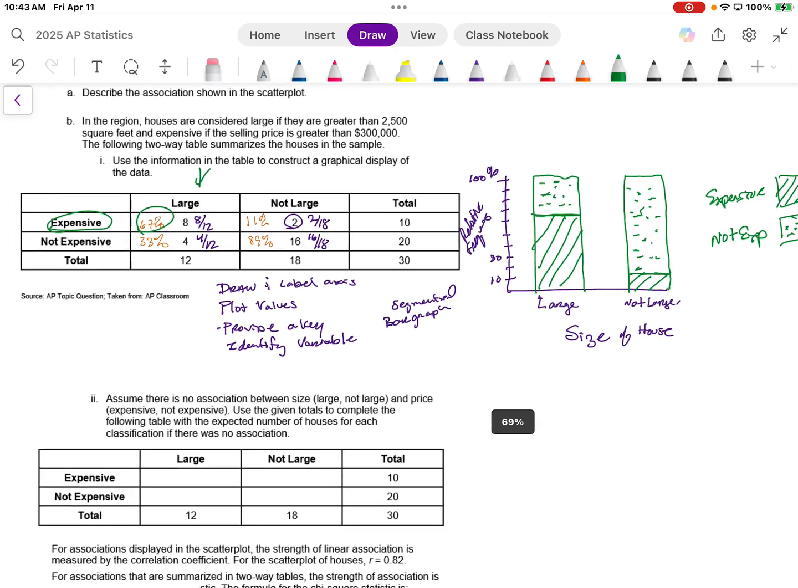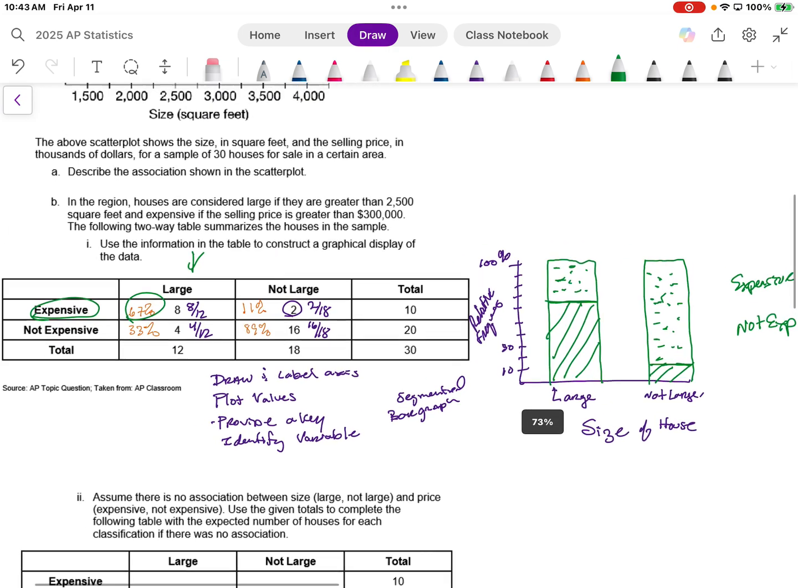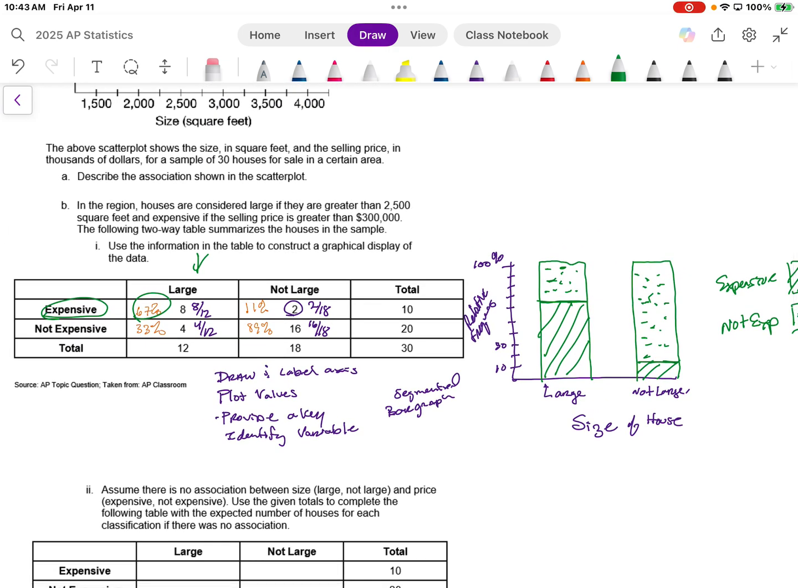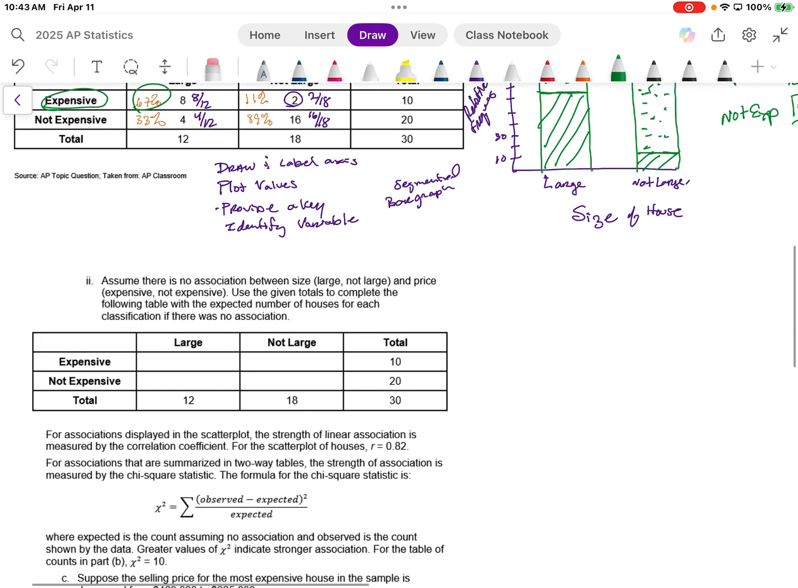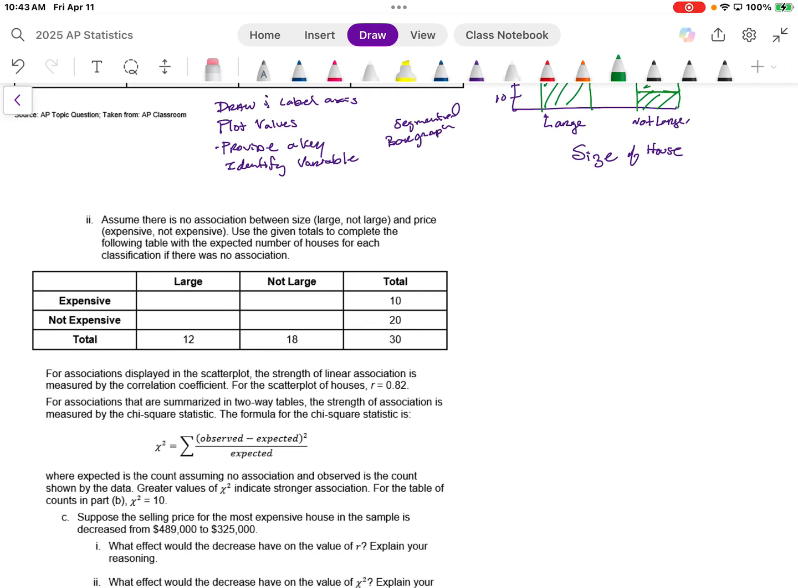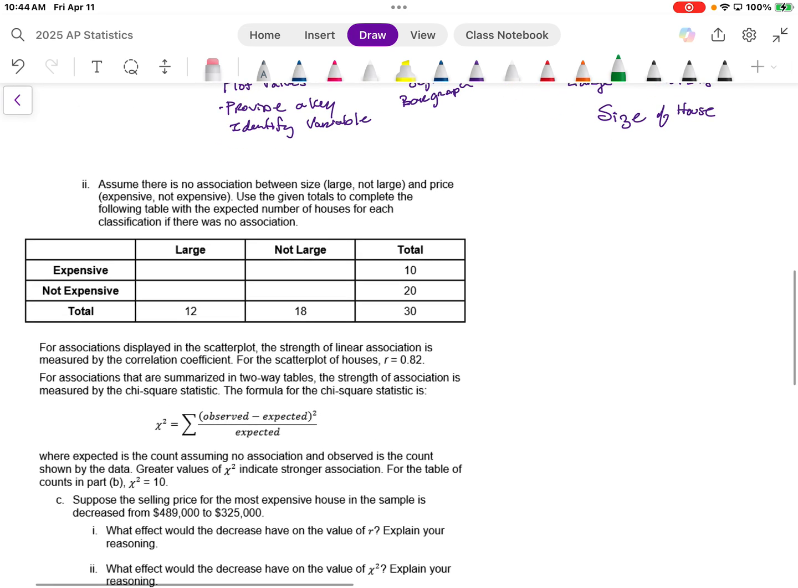All right, so there's part A and B, and I think both are definitely doable. Let's try to maximize getting 2 E's out of these parts. Now as we go into part 2, it says, assume there's no association. When I start thinking about that, I see later on it's got a chi-squared thing, so maybe I'm doing a chi-squared test.